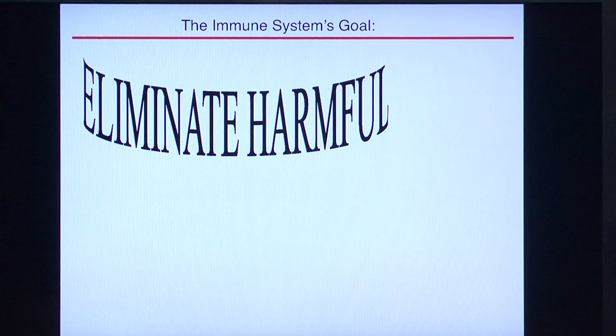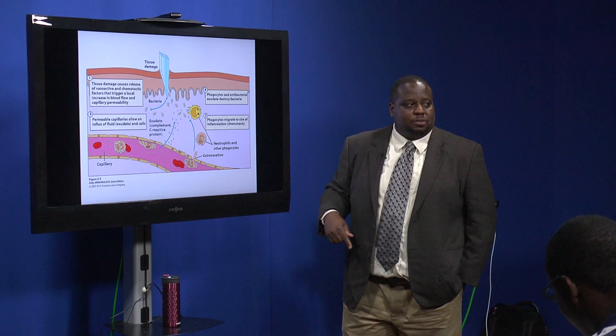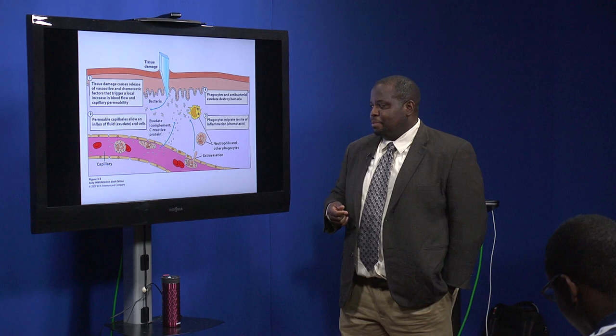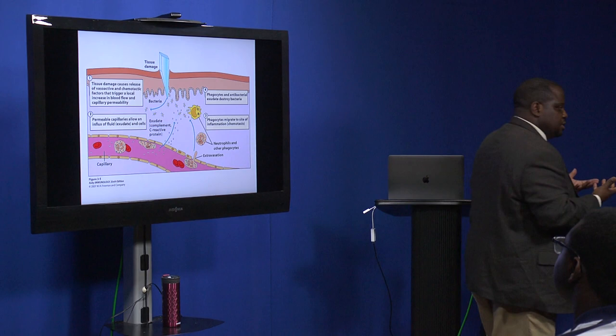Just an example, we get a cut, a big sharp piece of glass, or one of my kids puts a toy on the floor and it punctures my leg. It's happened before, my foot. It also introduces bacteria. So then the immune system is traveling through the blood, it comes out and it destroys those pathogens, right? So the basic goal of the immune system is to clear those things that are pathogens that can cause us disease.